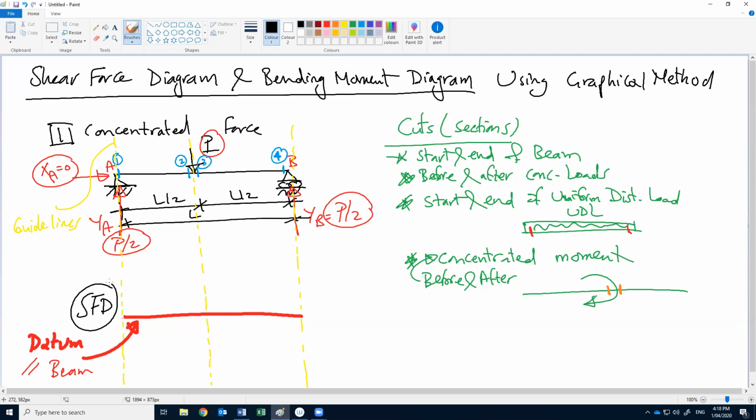Okay, so shear force diagram, we will start with it. First of all, we have a horizontal datum because the beam is horizontal, and we have 3 guidelines at our 4 cuts. Okay, now we can start calculating, or start drawing, our shear force diagram.